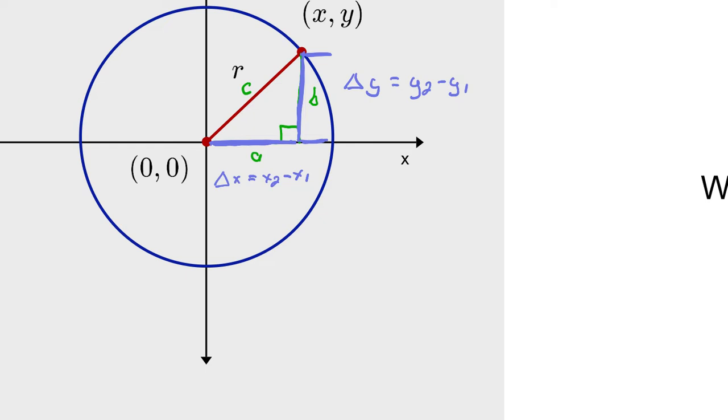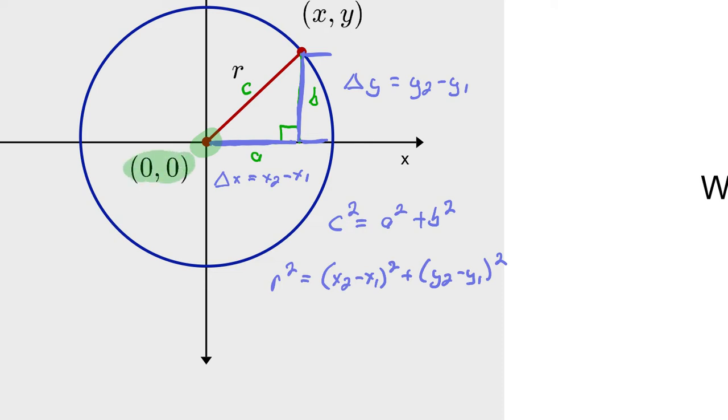So starting from Pythagorean Theorem, c squared equals a squared plus b squared, we swap out what we have for our circle. So c becomes r, a squared becomes the change of x, and b squared becomes the change of y. And now we can sub in any values that we have. So in this case, we know that one of the coordinates is 0, 0. So we're going to sub in our x and y value from the origin.